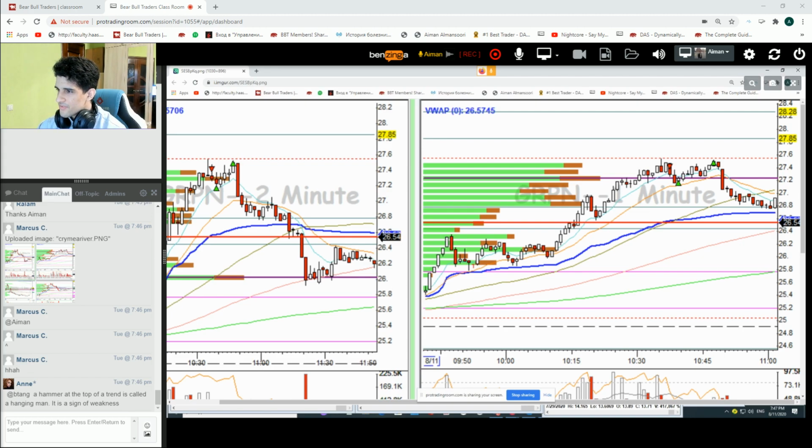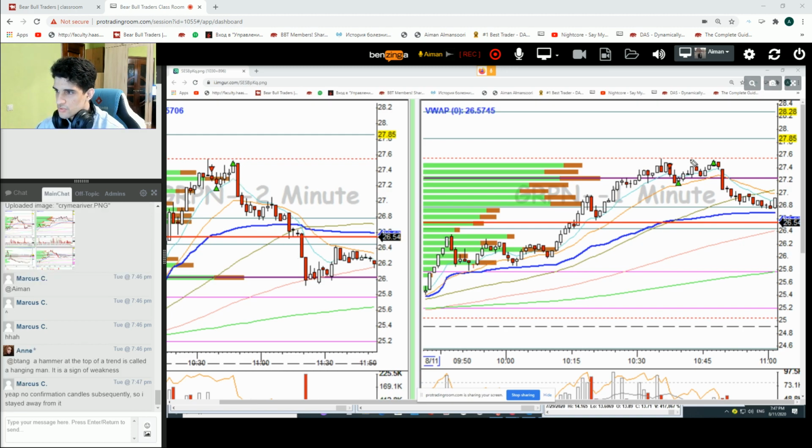Now look at this. Would I have re-entered here or here? Definitely no, because I don't have confirmation candles on the 1-minute chart. I don't have confirmation candles on the 2-minute chart. And yes, it worked out, but this move right here, it would have gone without me, and I would not have regretted it actually. If we use our stop loss at the high of the week, we would have survived the pullback and we would have caught the move.